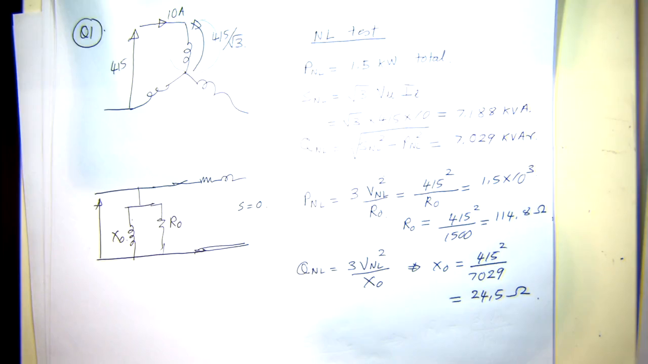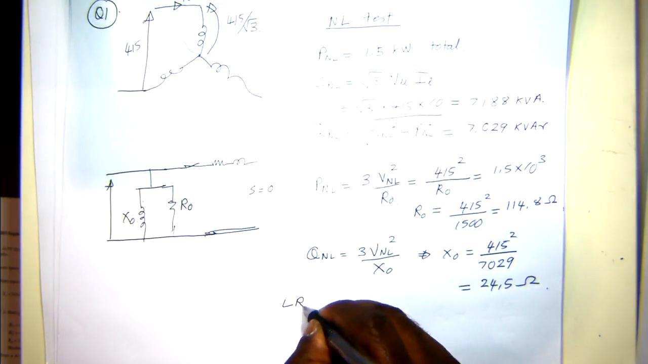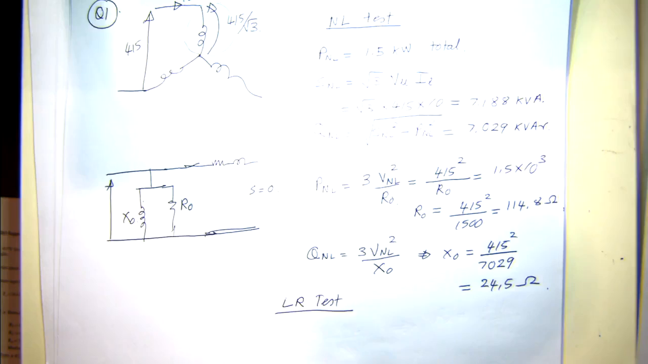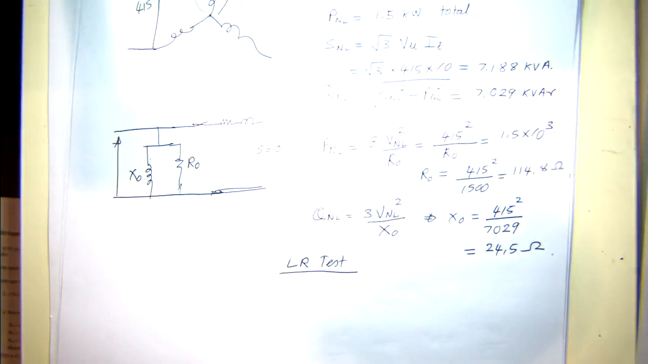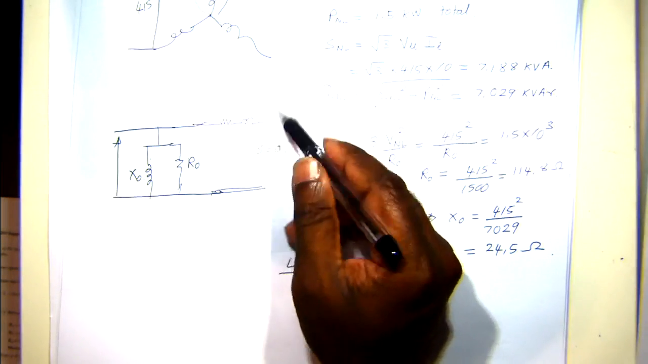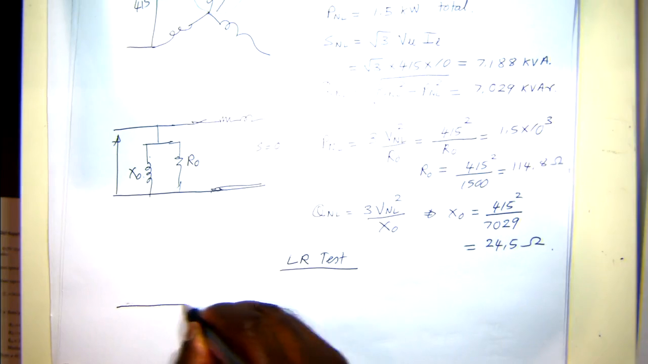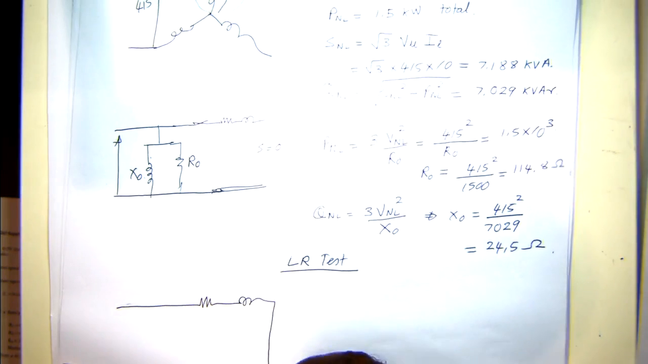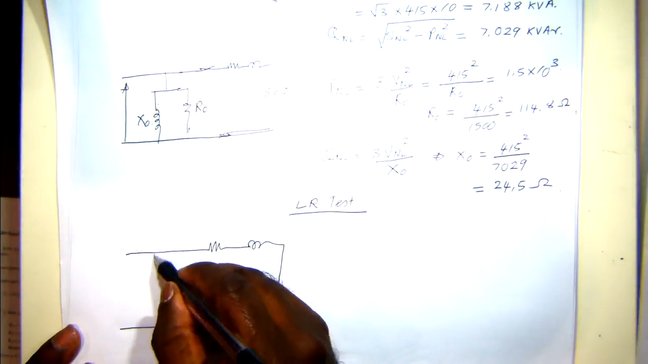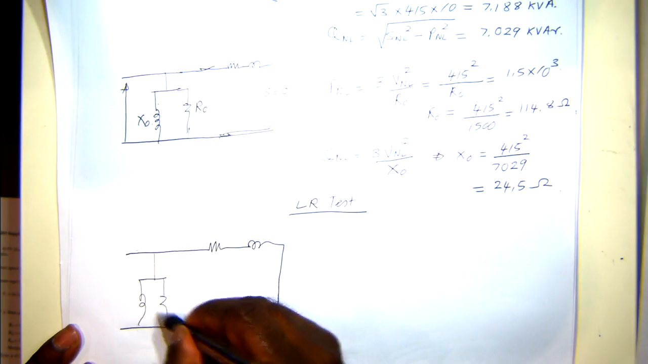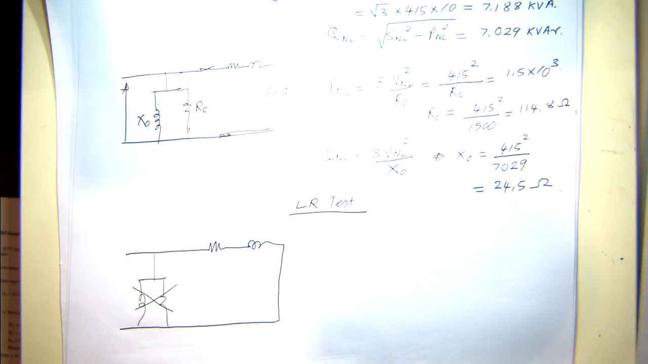So the next one is the lock rotor test. So then we lock the rotor, the slip equals 1, so then this point is like a short circuit in that condition. And then we neglect the shunt branch here. So this one we neglect under that condition.